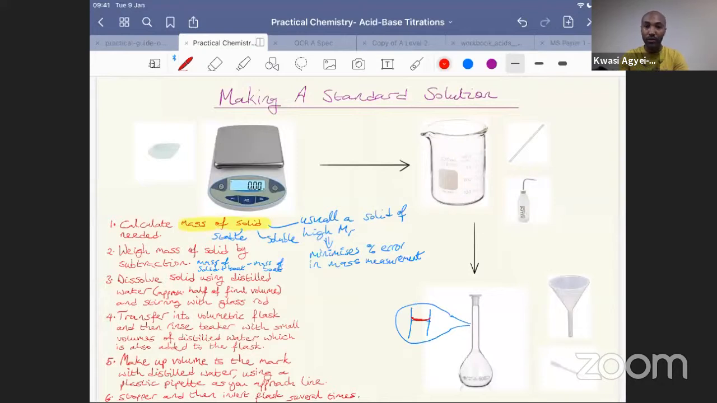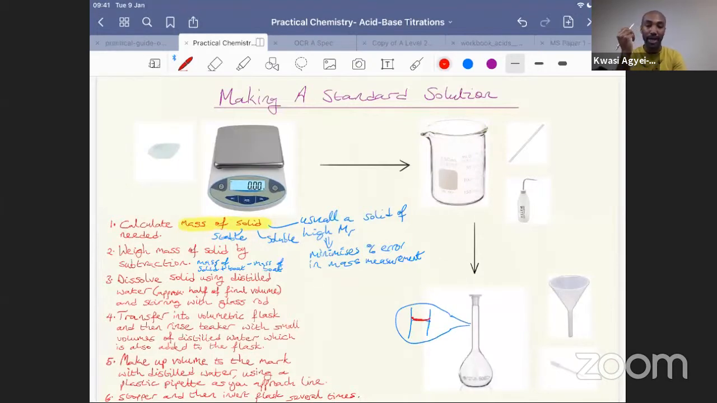Now, once you've done that, and only when you've got your solution up to the mark, do you stop at your flask and then invert it several times to make sure that everything is dissolved and mixed in properly. Okay, so that is how you would go about making your standard solution.